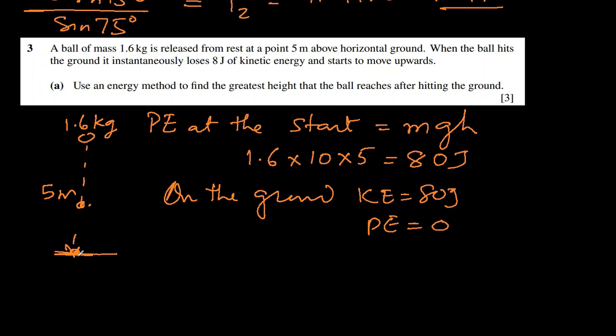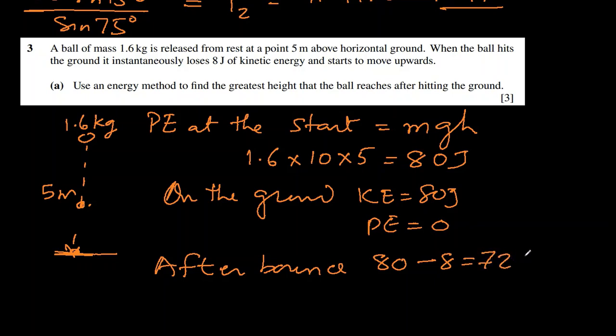Now, they say that on the impact, it loses 8 joules of energy. So after the bounce, the energy left is 80 minus 8, which is 72 joules. They're saying 8 joules of kinetic energy is lost. All of the energy is kinetic energy, so it will be losing only from 80, nowhere else, right? So 72 joules are left and it starts bouncing back.